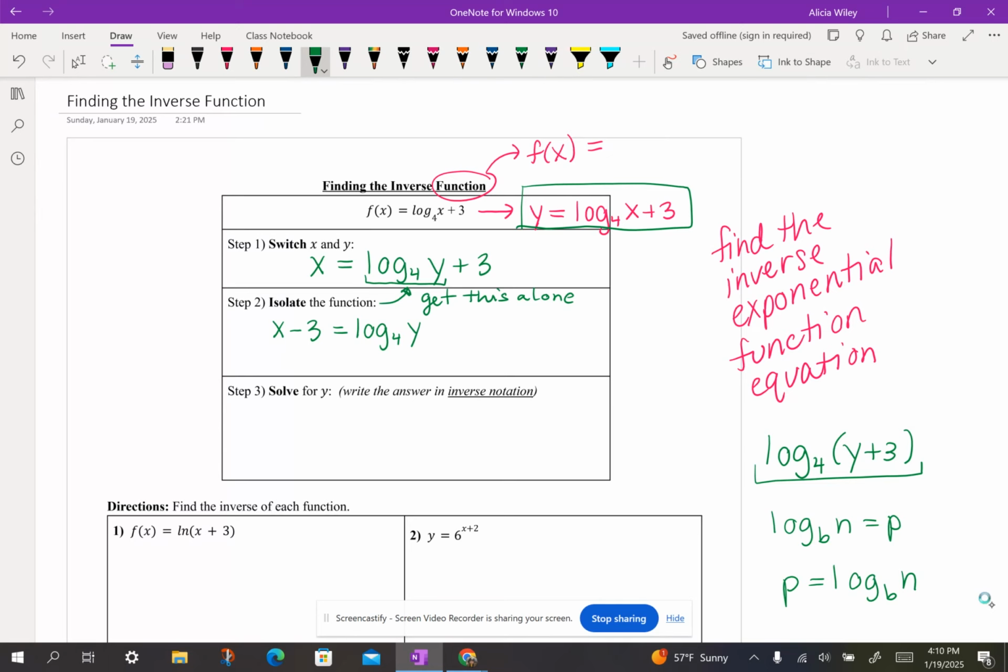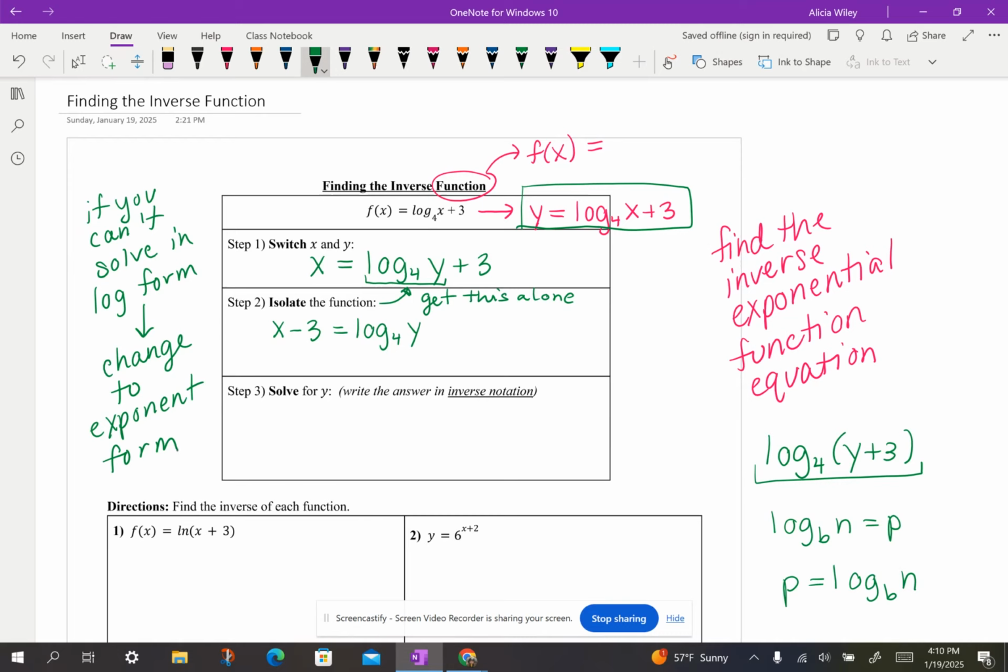Now, you can't get y by itself by dividing by log base 4. That is not log base 4 times y. Log base 4 of y represents one whole function. So you can't separate those things. So remember, if you can't solve it in log form, what should you do? Well, what you should do is you should change to exponent form.